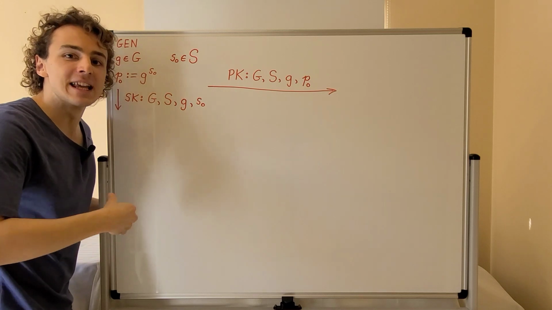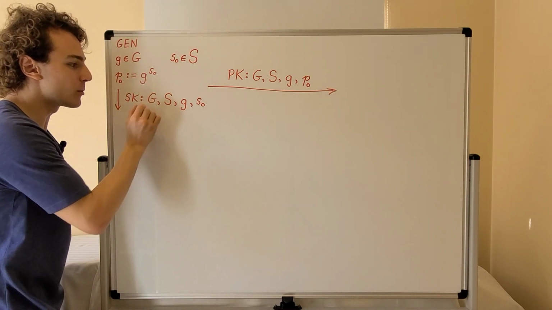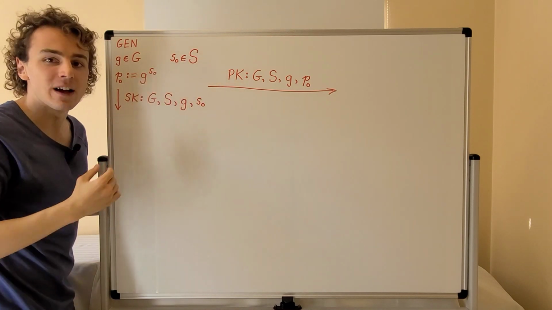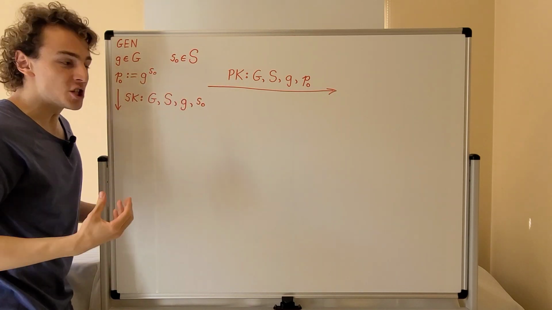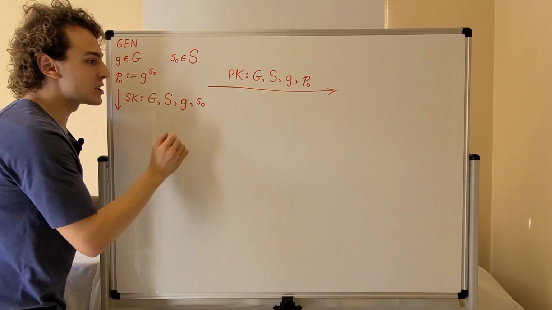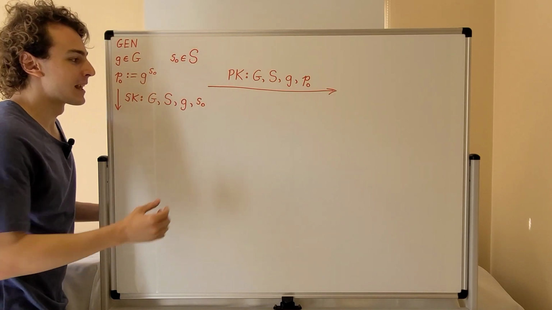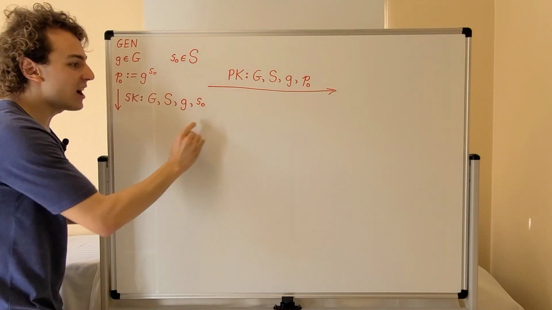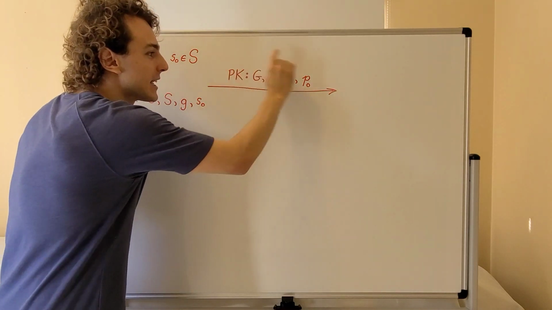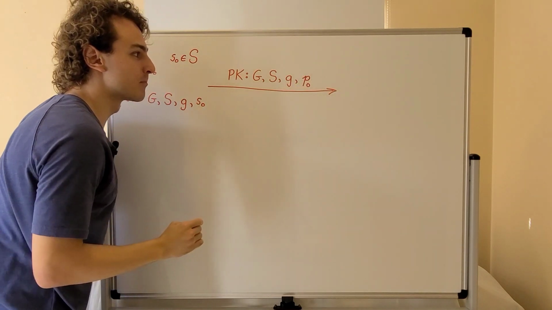There is some additional information in these keys. We have some contextual information. So we specify the group that we're working with and also the set that we're choosing these secret values from. In addition, we specify the generator. So this generator will be used to define other values. In the secret key, we have to include the secret value S0. And in the public key, we have to include the public value P0.